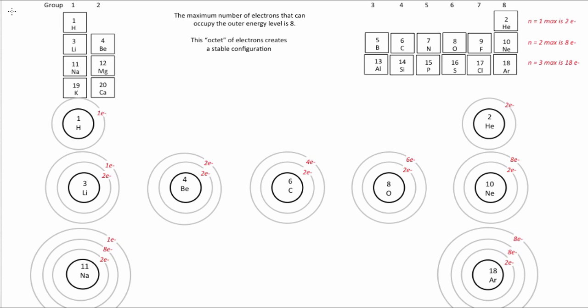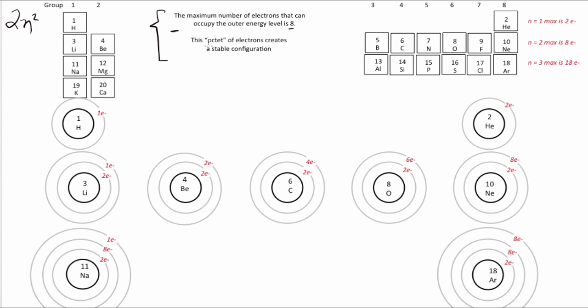So we used our first rule, 2n squared, to help us know how many electrons could go into each of the energy levels or shells. And here's the second rule. I've written it a couple of different ways. The first way to say it is simply that the maximum number of electrons that can go in the very outermost energy level of every atom is 8.